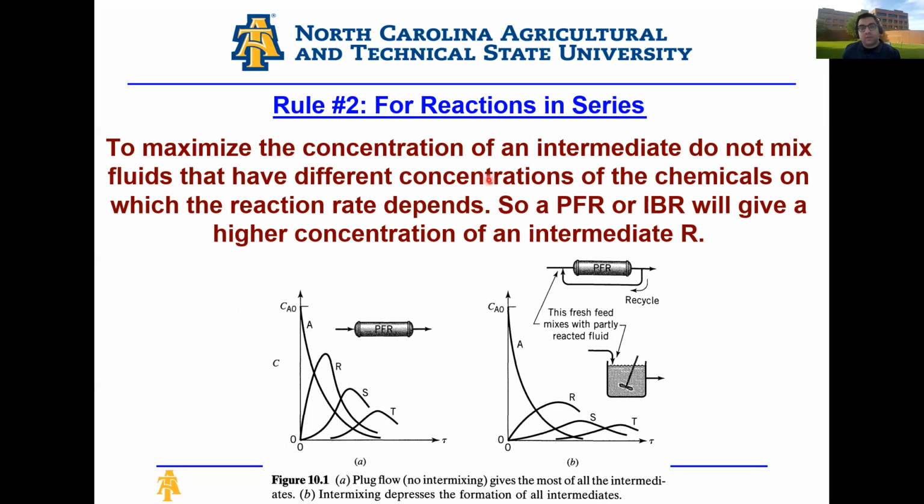Okay, so to reiterate this rule, in order to maximize the concentration of an intermediate when you have reactions in series, you don't want to mix fluids that have different concentrations of the chemicals on which the reaction rate depends. Okay, reaction series, try to avoid the CSTR, try to avoid recycling in a PFR, use one PFR, a couple of PFRs in series, or maybe a very long PFR, just avoid mixing streams at different concentrations of your intermediate.